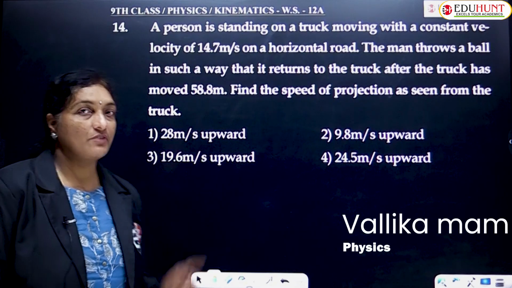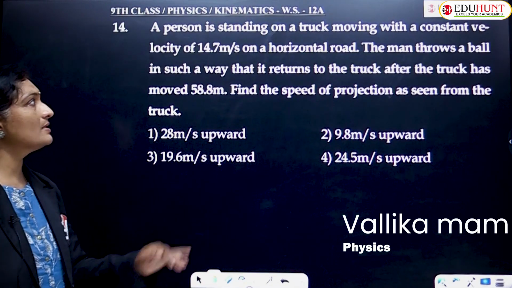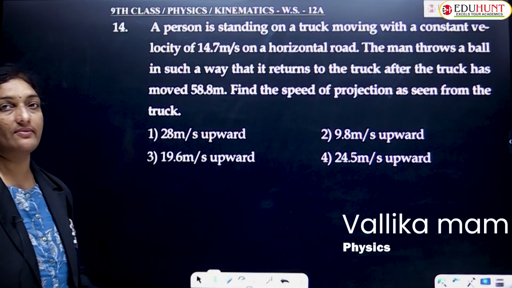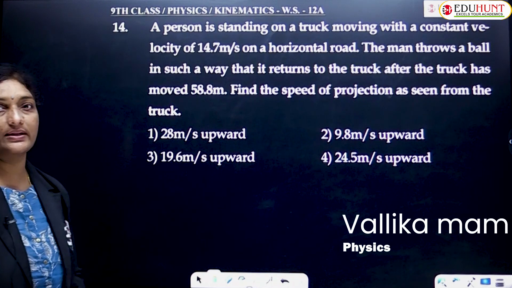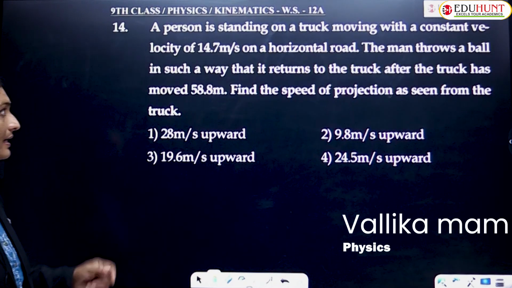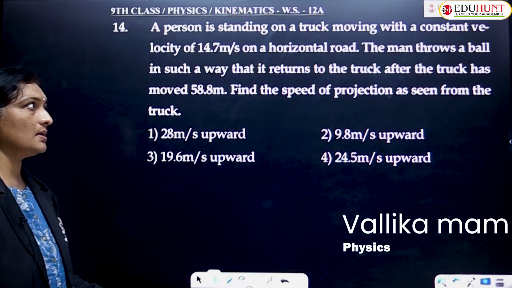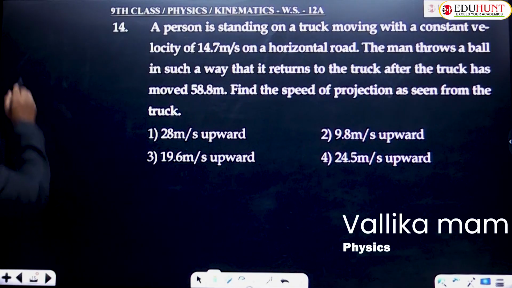So moving to the next question, 14th question. A person is standing on a truck moving with a constant velocity of 14.7 meter per second on a horizontal road. The man throws a ball in such a way that it returns to the truck after the truck has moved 58.8 meters.